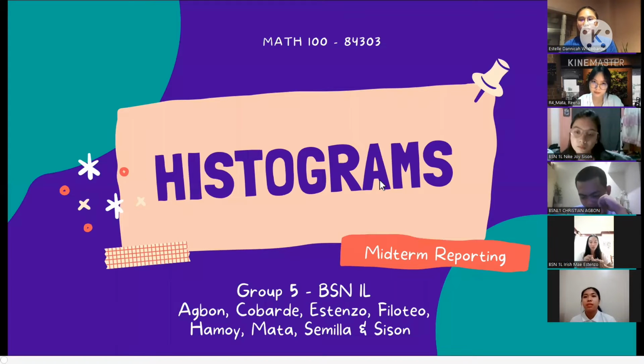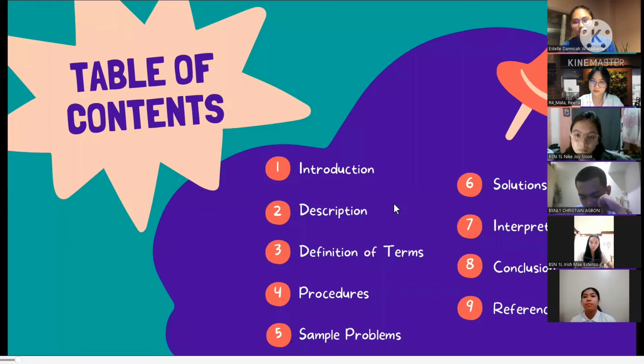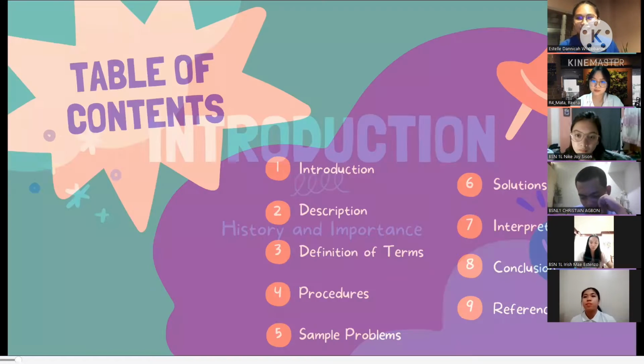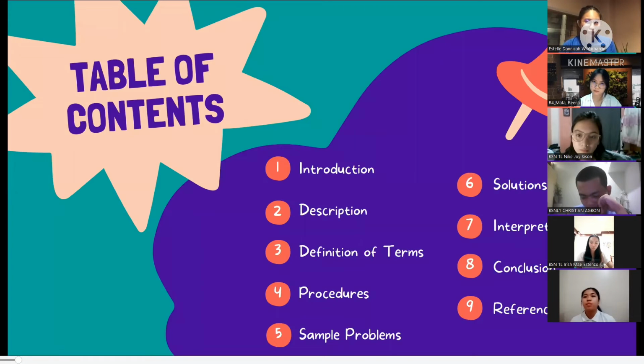Next slide, please. For the table of contents, we will start off with the introduction, followed by the description, then the definition of terms, the procedures, the sample problems, then the solution, followed by the interpretation, conclusion, and lastly, the references. Now to start off, we have Ayah Semilla for the introduction.